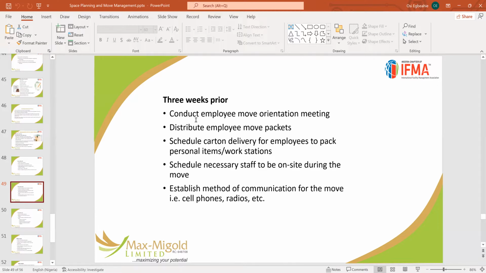Three weeks to the move. Conduct employee move orientation meetings. Distribute employee move packs. Schedule carton delivery for each employee to pack their items.